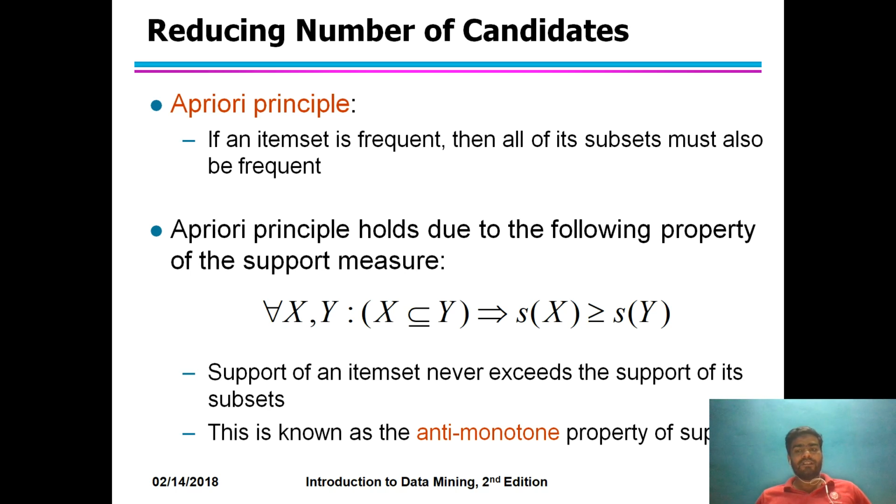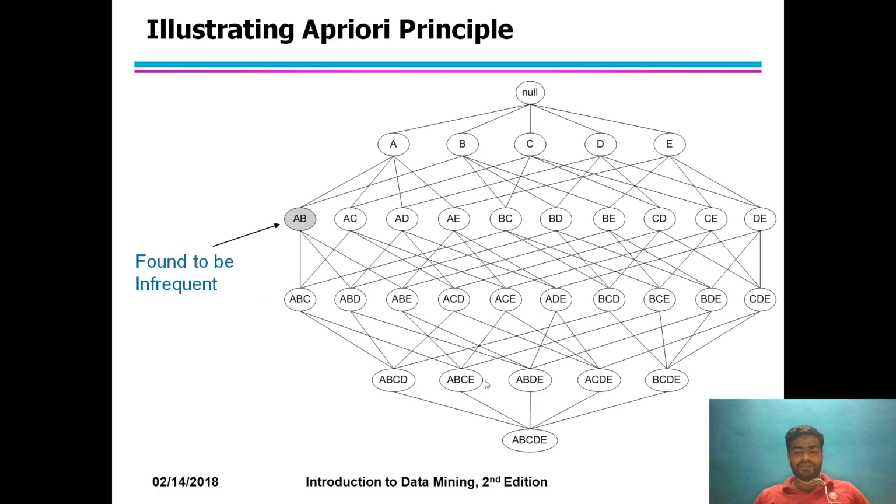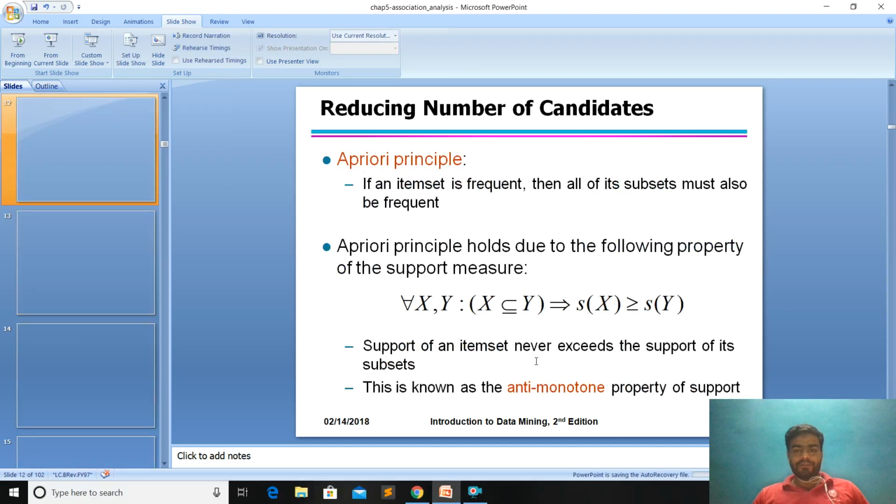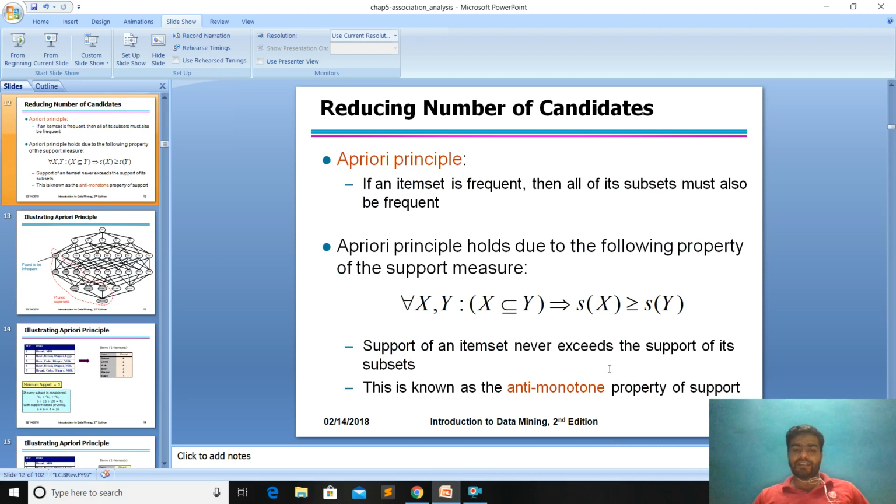So here it says, support of an item set never exceeds the support of its subsets. This is known as the anti-monotone property of the support. So if S of y never exceeds the support of its subsets, this property is called the anti-monotone property of support.